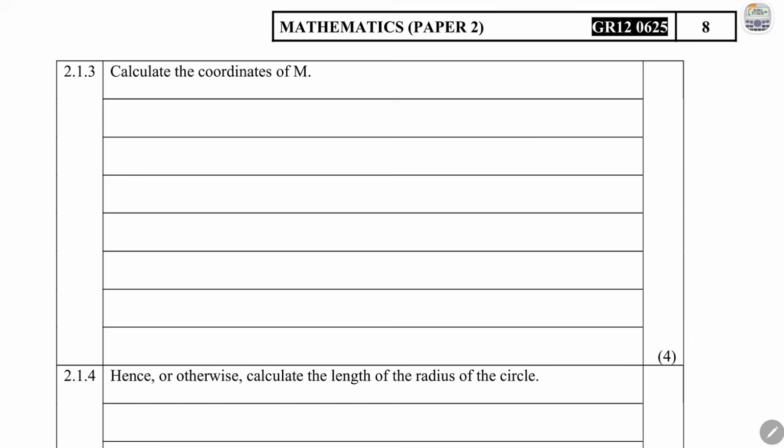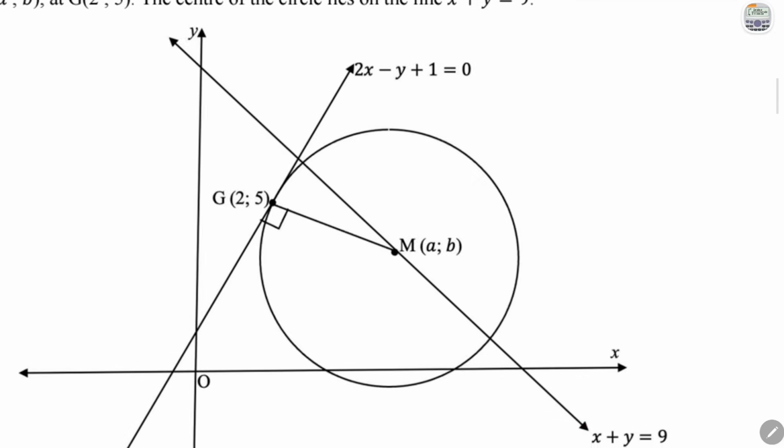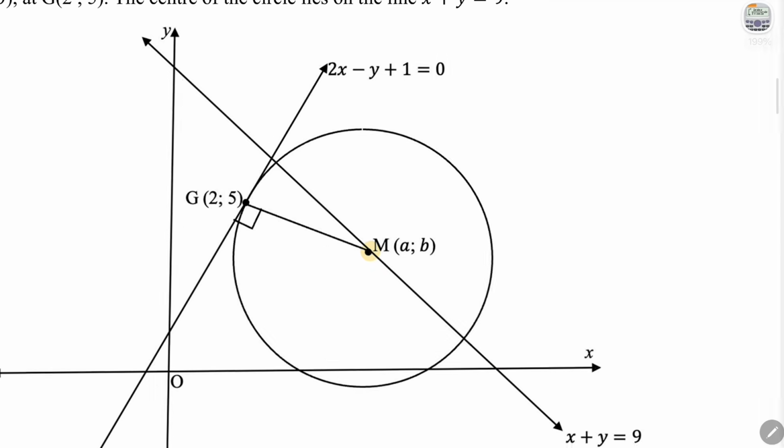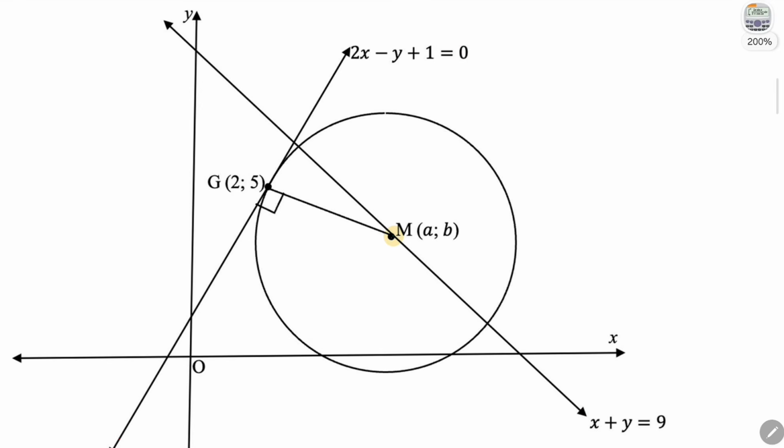The next question says calculate the coordinates of M. Okay, so M is the center of the circle. How do we find M? Well, look at where it is. It is a point at the center, yes, but we don't really have other points on the circumference except for this. So this is not enough. Okay, so we can just use that.